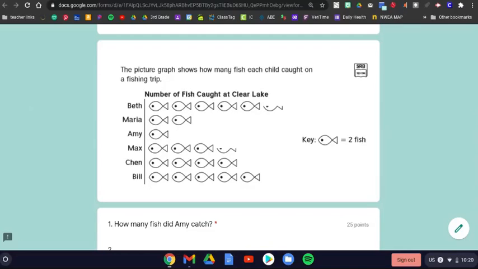Maria caught 4 and Bill caught 10. What operation do I need to use to figure out how many more does Bill have? Or what strategy can I use? Do we have any ideas in the chat box? We're typing all sorts of weird symbols.